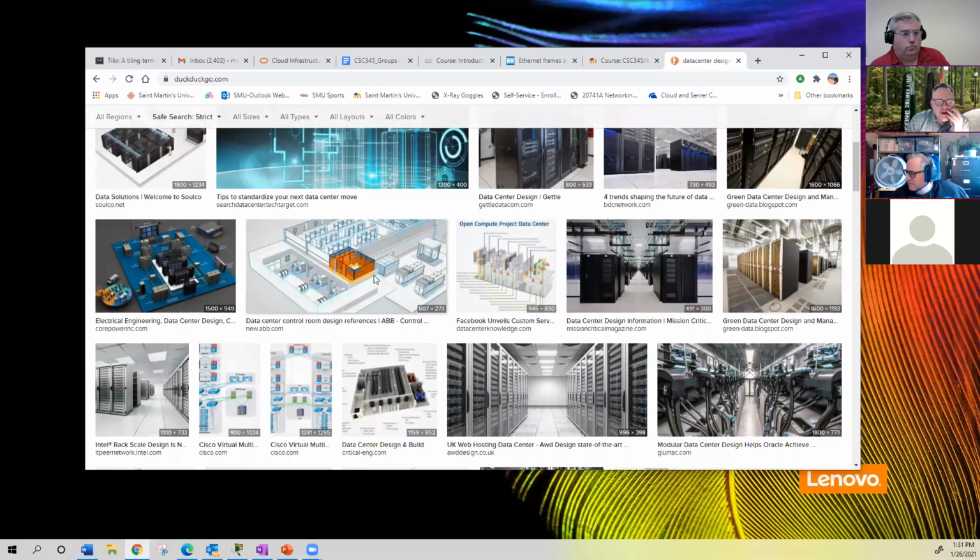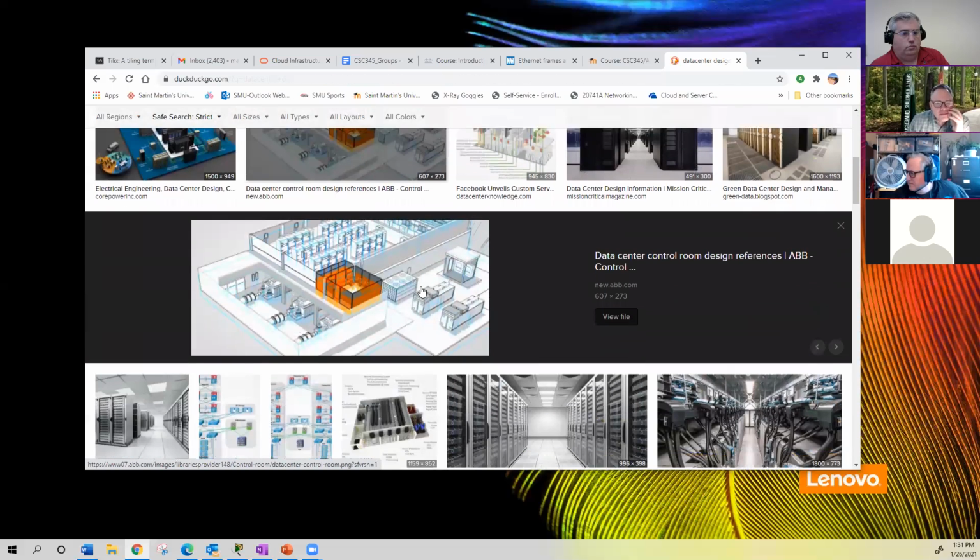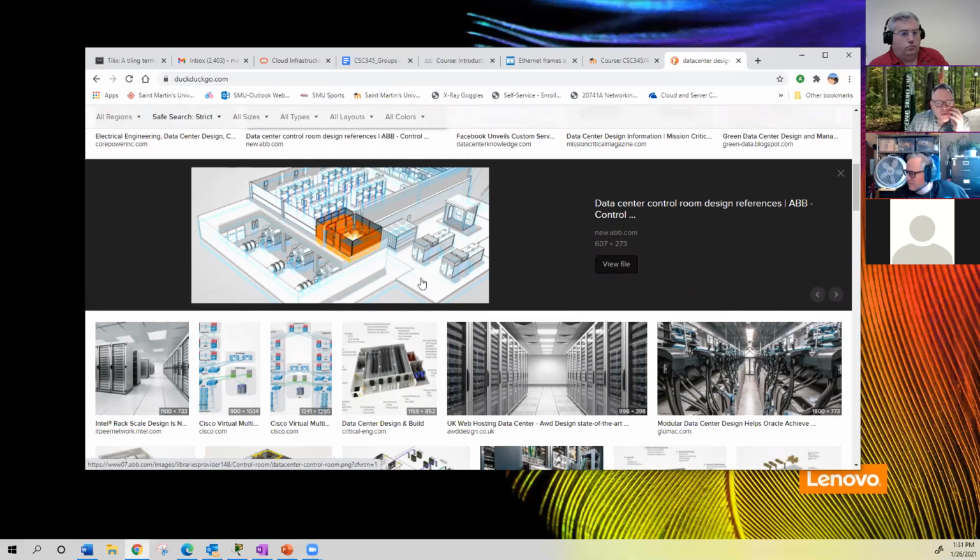Now, you see in here, there are models, 3D models that you can generate of your data center. And you can determine where the heat, what's happening with the heat and heat generation, okay?